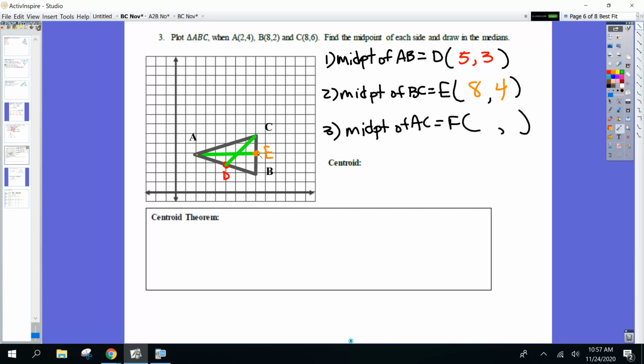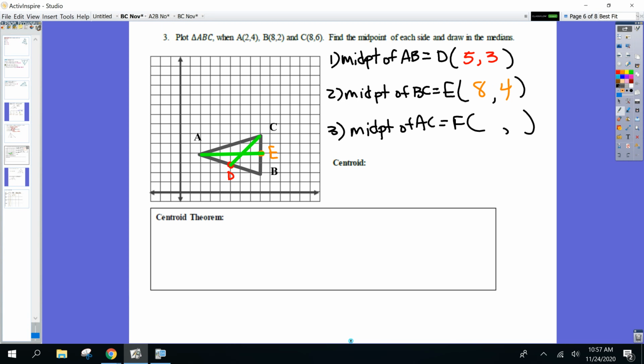All right, let's see. This is the clincher. Will all 3 intersect each other? Group 3, what do you got for me? Midpoint of AC. Anybody in group 3? 5, 5. Good work. All right, graph 5, 5. 1, 2, 3, 4, 5. There it is. Call it point F.